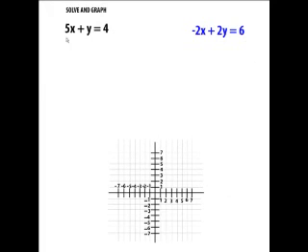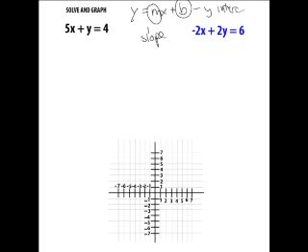In each of these examples, the first thing we need to do is to change each of the equations into slope y-intercept form. So y equals mx plus b, where the m is the slope and the b is our y-intercept. So first thing we need to do is rearrange the letters.